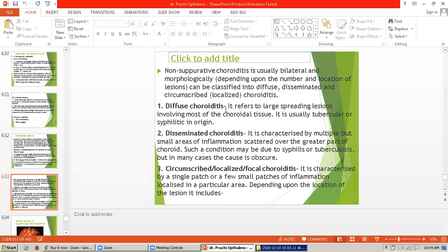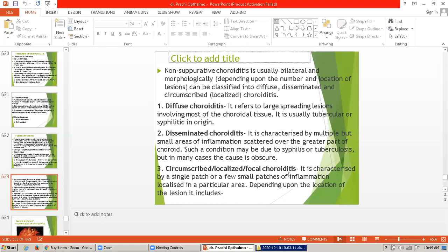In that, first is diffuse choroiditis. It refers to a large spreading lesion involving most of the choroidal tissue, and it is usually tubercular or syphilitic in origin. Second is disseminated choroiditis. It is characterized by multiple but small areas of inflammation scattered over the greater part of the choroid. Such a condition may be due to syphilis or tuberculosis, but in many cases the cause is obscure.